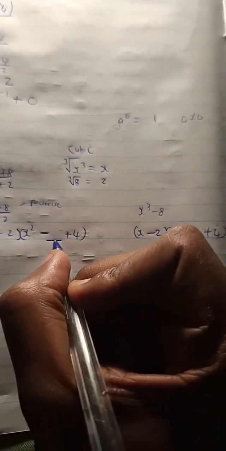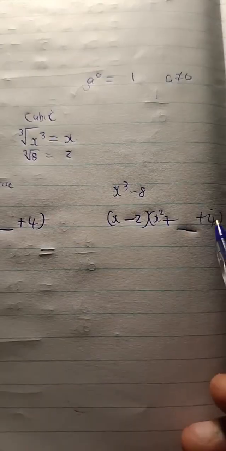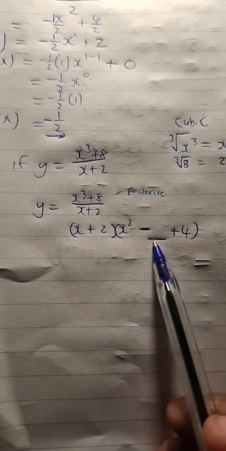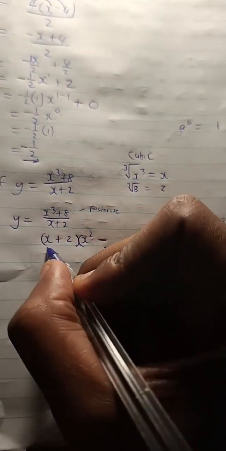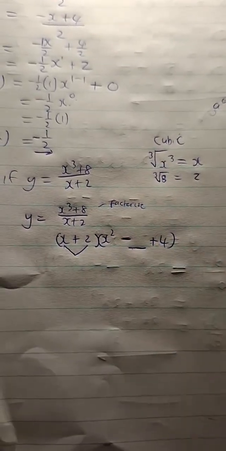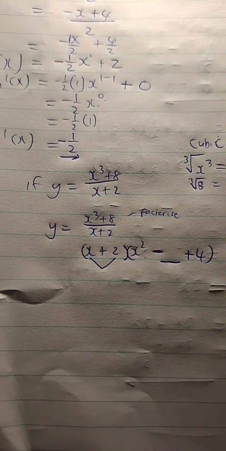Then the interesting part is getting the middle term. So the signs are already placed for you, but how do we get the middle term, guys? The middle term is simply this. You just take this 2 and this x as they are.